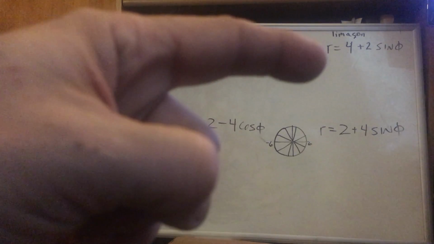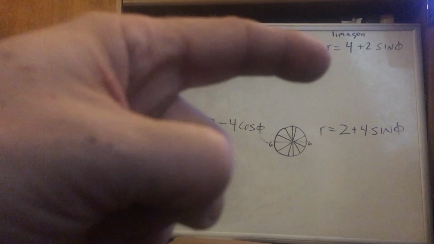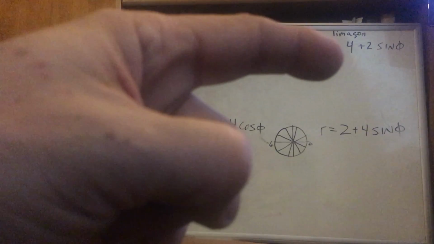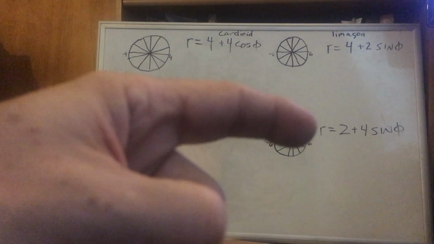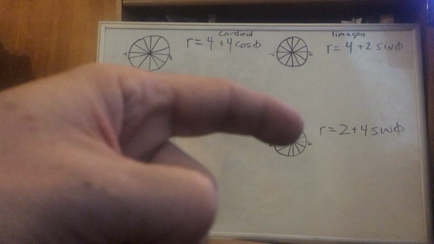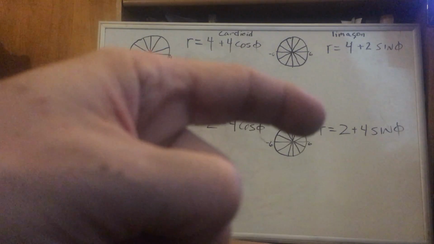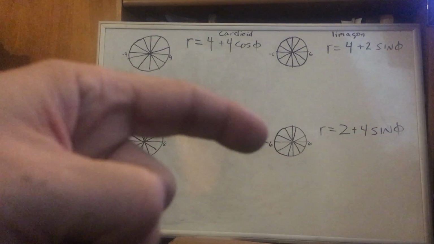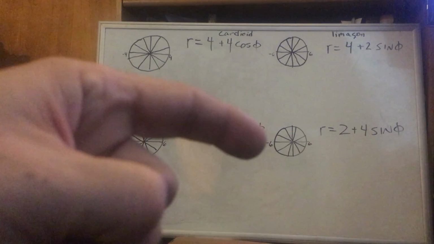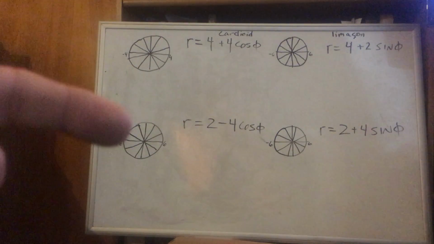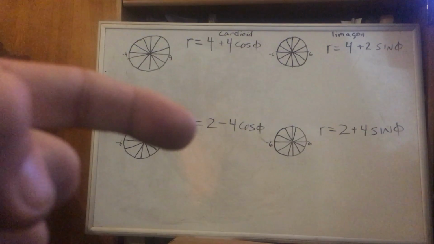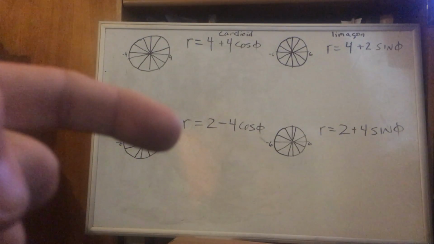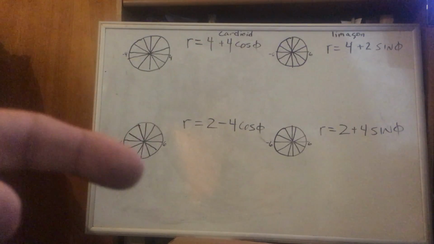So this one will never be negative, and it will never equal 0 because the minimum value here would be 4 plus 2 times negative 1, 4 minus 2, being greater than 0. But this one could become negative because you could get 2 plus 4 times negative 1, which causes a negative radius. And that's going to cause the graph of this thing to be an inner loop. Same thing with this one, because you're going to have a negative radius, which is going to cause the graph to get an inner loop.